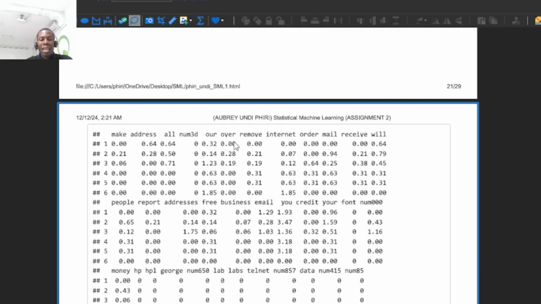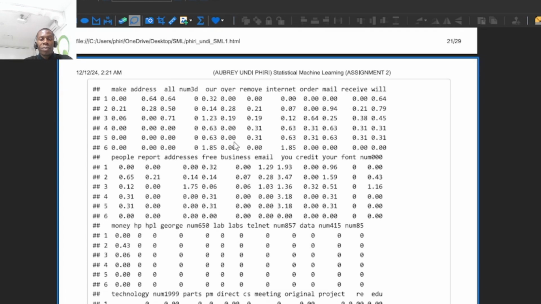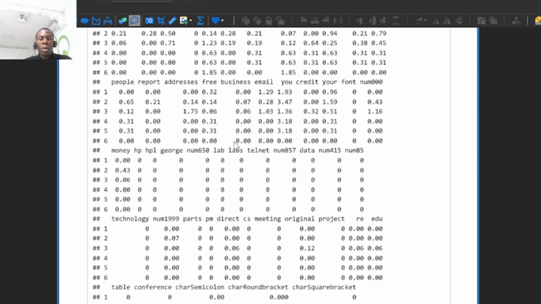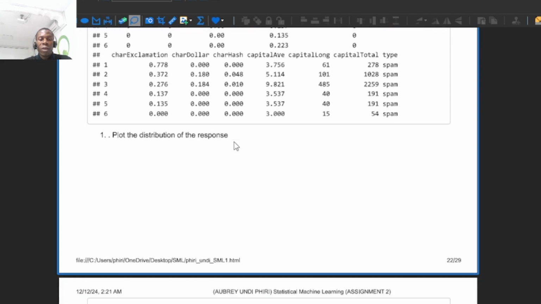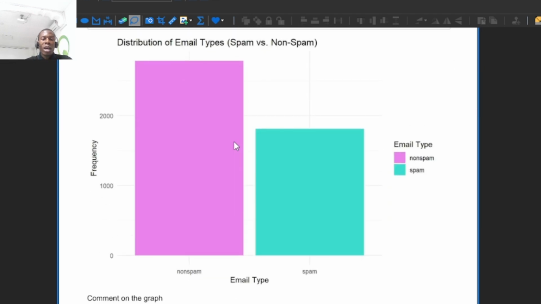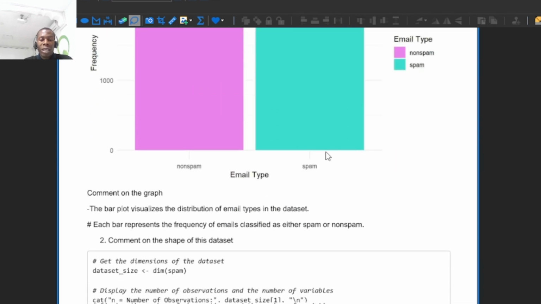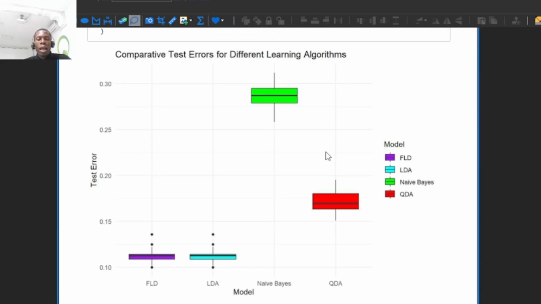So the second task was a classification task. We had spam and non-spam email. So basically, this is the data that we were given. We plotted the distribution of non-spam and spam just to see the relationship, and we see that we had a lot of non-spam, the frequency of non-spam to spam mail in our dataset was high.